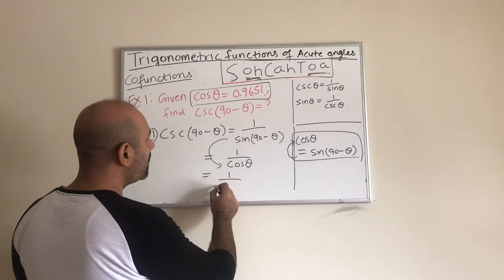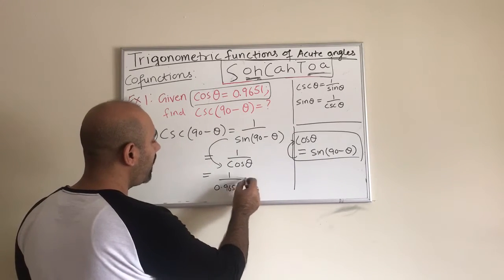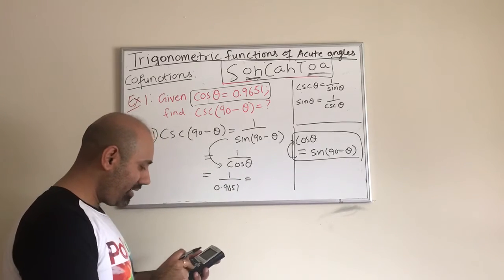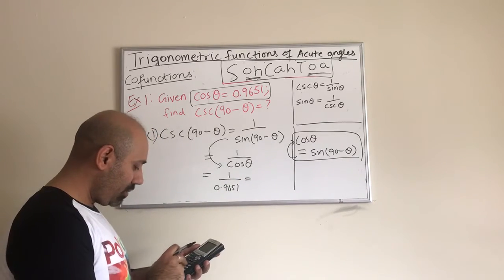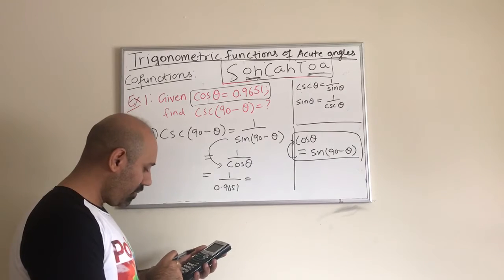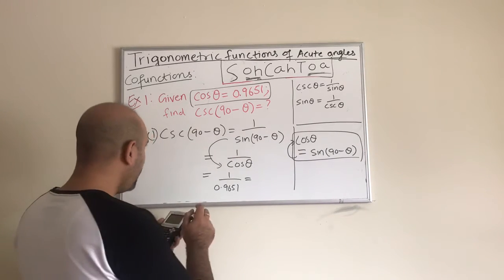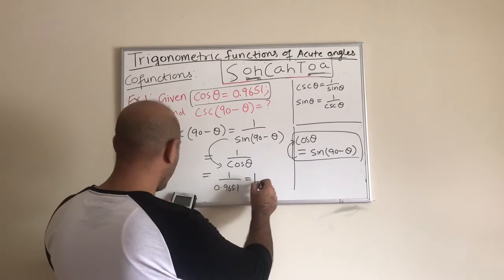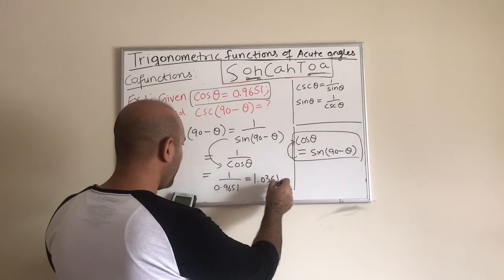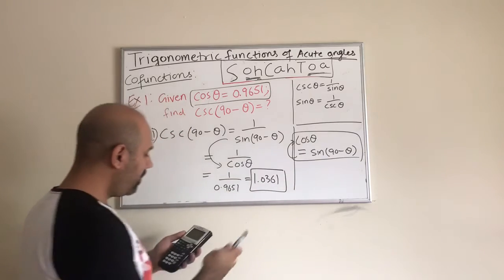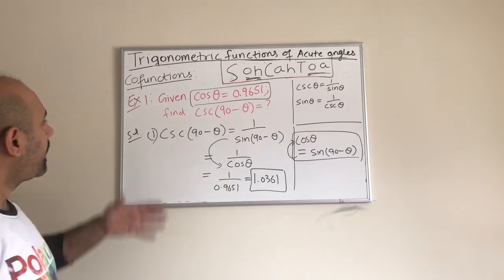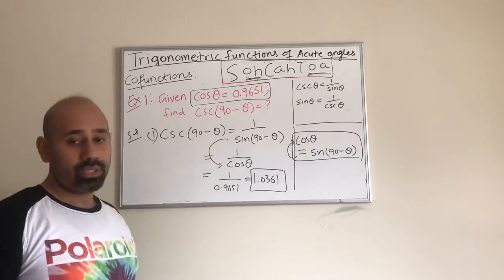So it's 1 over 0.9651. And I already have my calculator ready with me. So I'm going to just use my calculator. 1 divided by 0.9651. And what do I get? I get 1.0361. Let us go to 4 places. So this would be the value for the cosecant of 90 minus theta given the cosine of theta.